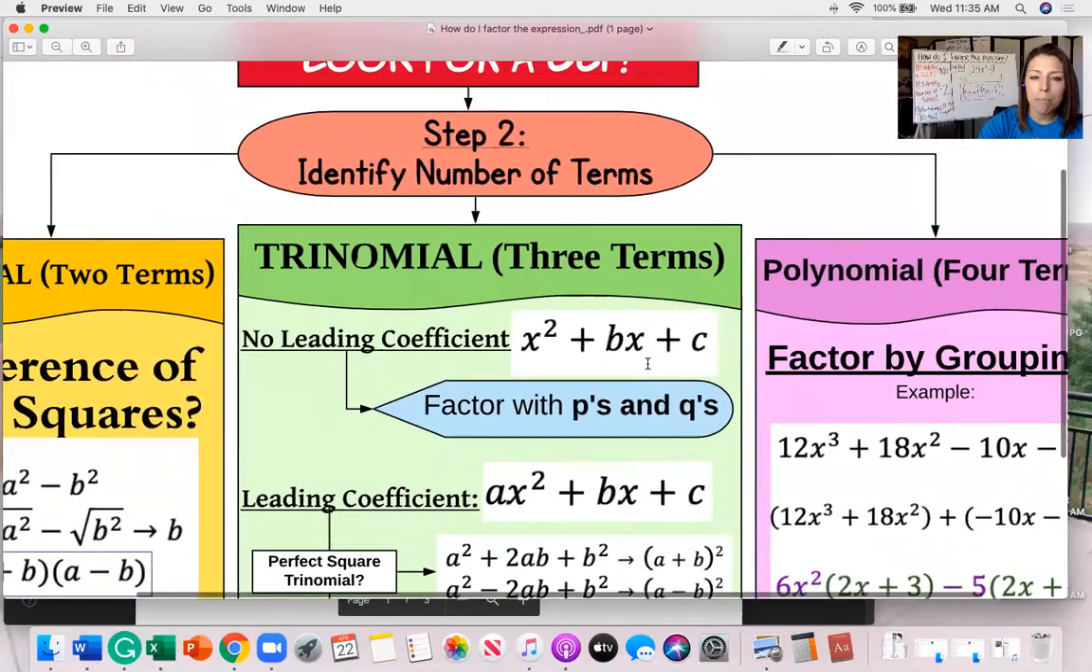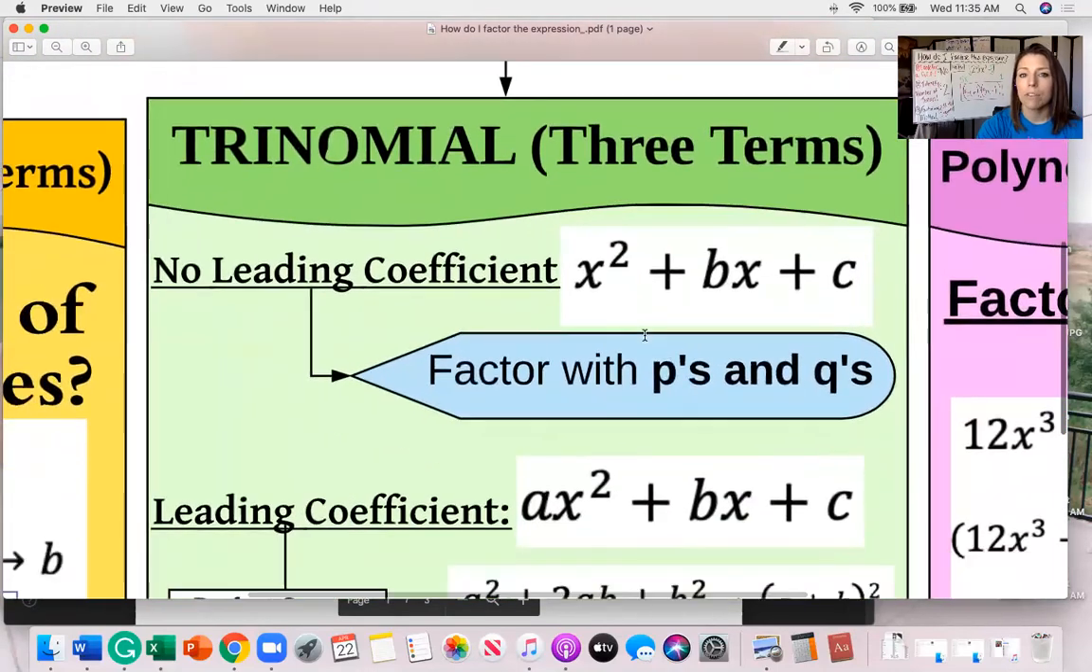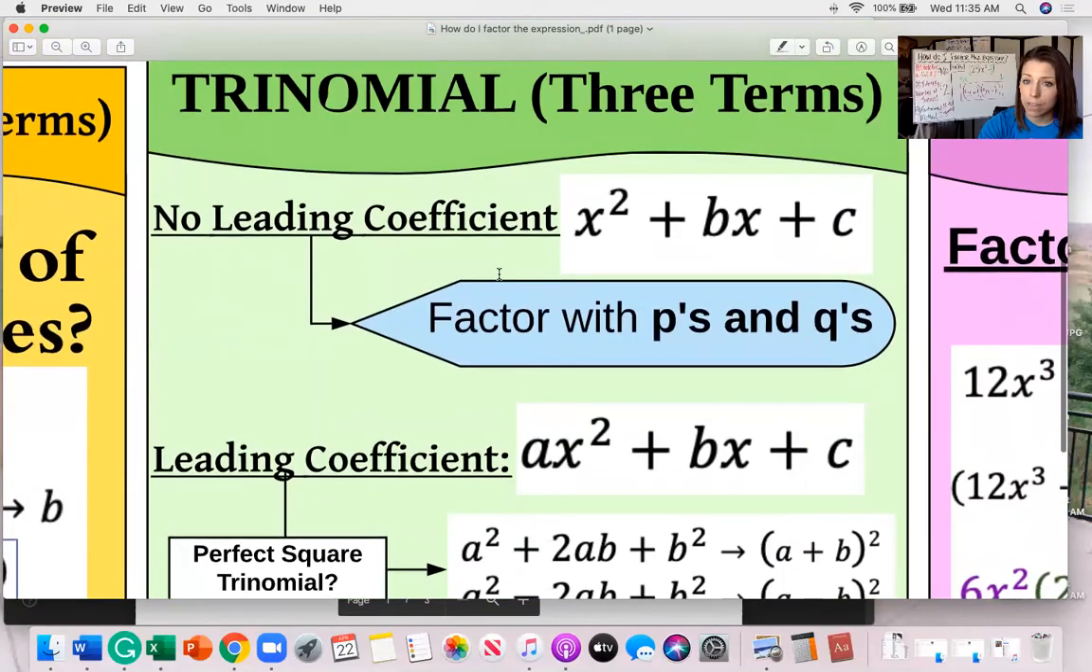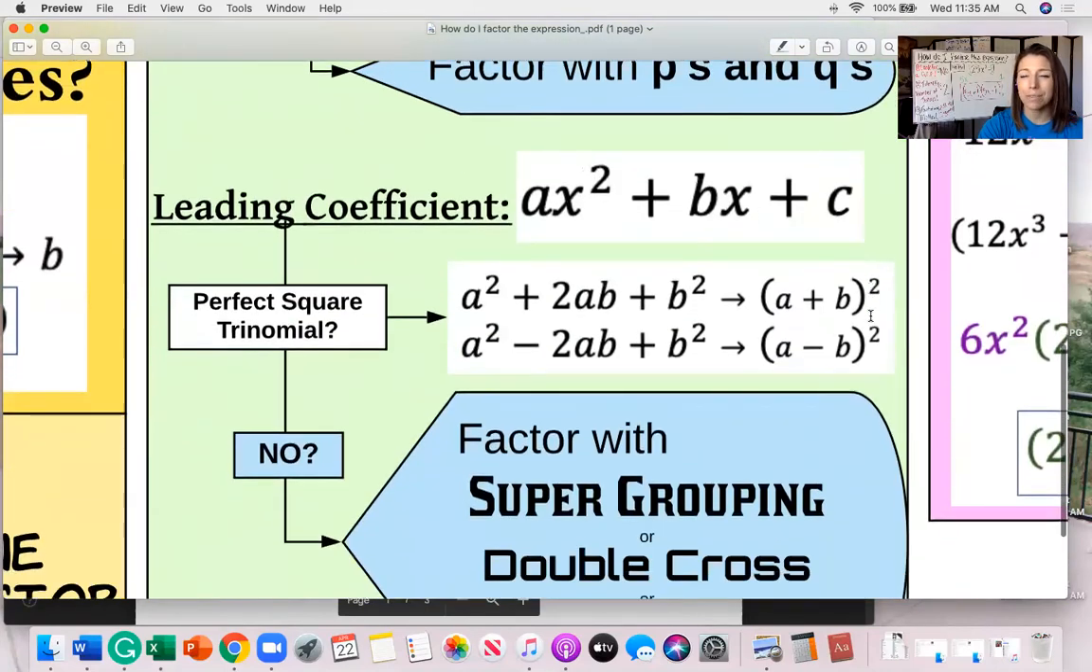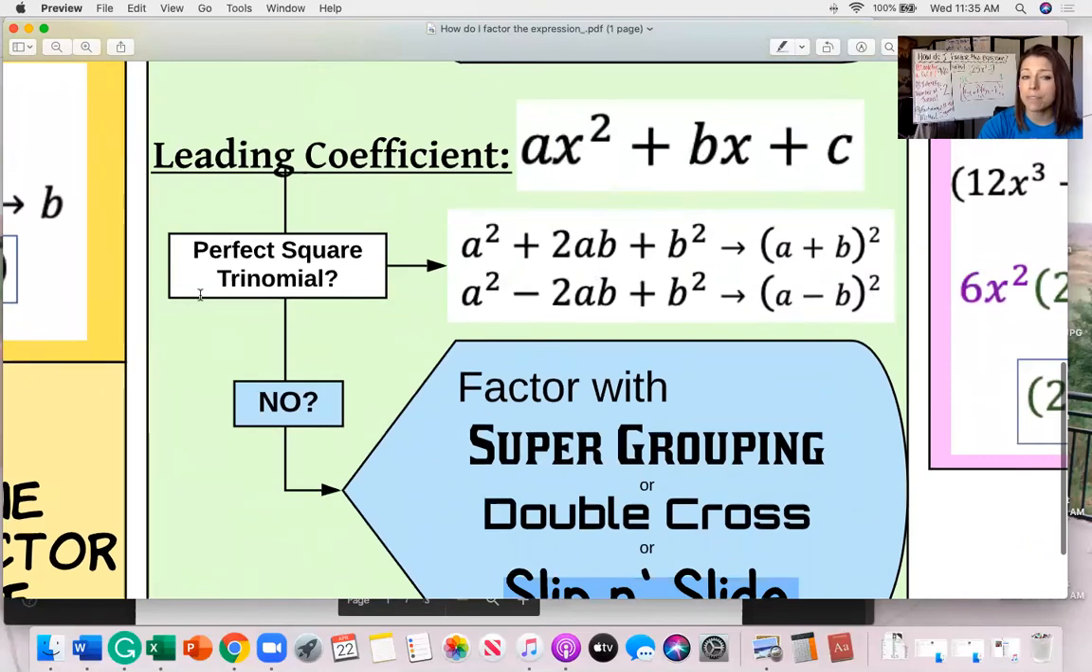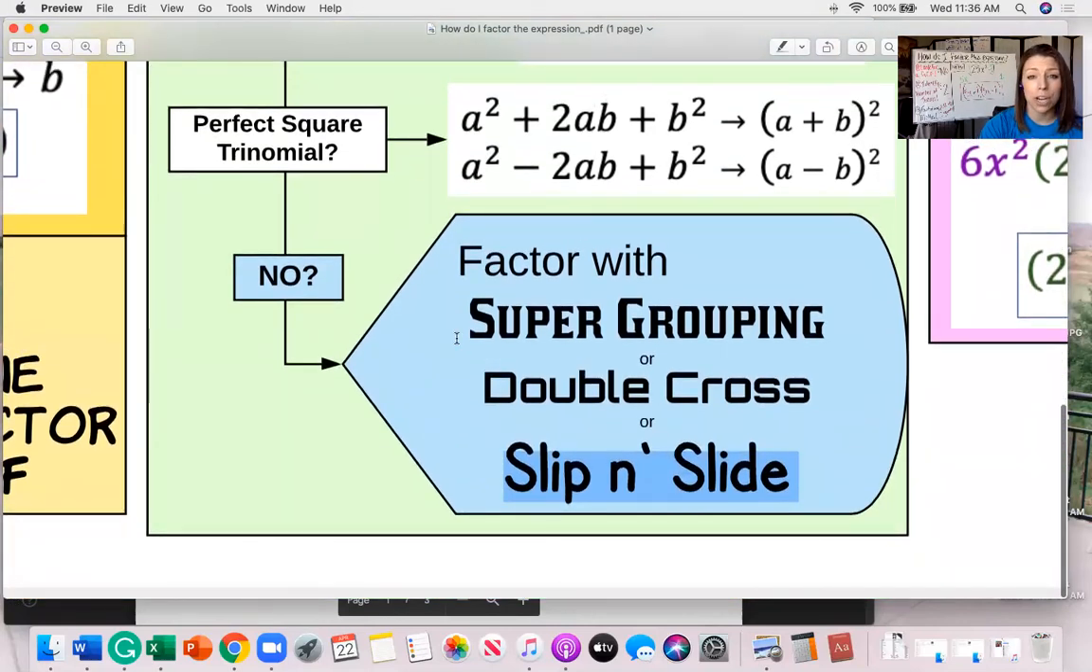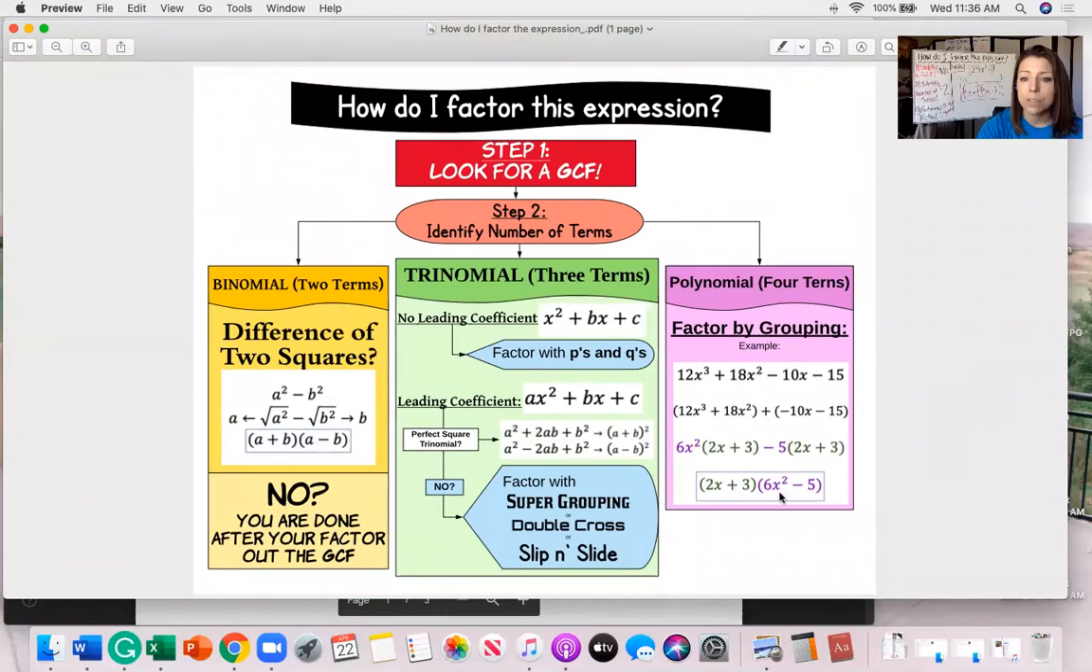That's it. The tough part is when it's a 3-term trinomial. For that part, you have to ask yourself, is there a leading coefficient? So is there a number in front of x squared? If no, you get to use p's and q's. If yes, is it a perfect square trinomial? Now, you don't have to ask yourself this question, but if you look at number 13, it was a lot simpler to do by using this formula. The first and the last term are perfect squares. The middle term is double the product of the square roots of the first and the last term. So just keep that in mind, that it is a lot easier to use. If it's not a perfect square trinomial, you get to use your super grouping, your double cross, or your slip and slide. This flow chart is something that can help you process through.